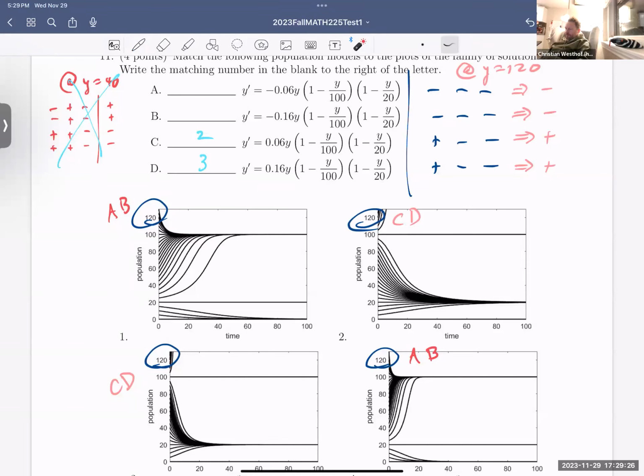Then let's look at the other. Again, 0.16 is going to give you a steeper graph than 0.06. Let's look between here and here. This is steeper than these. So this correlates with B, this correlates with A. So A is 1, B is 4, and I think that's it.